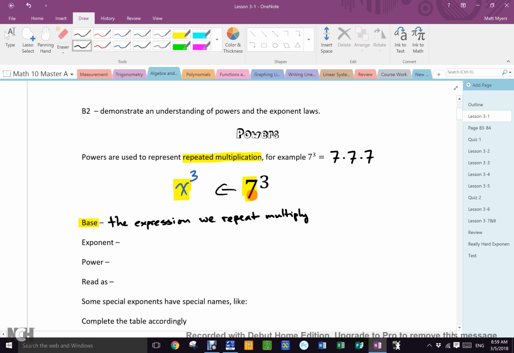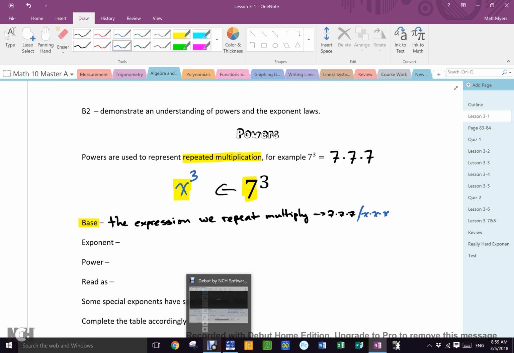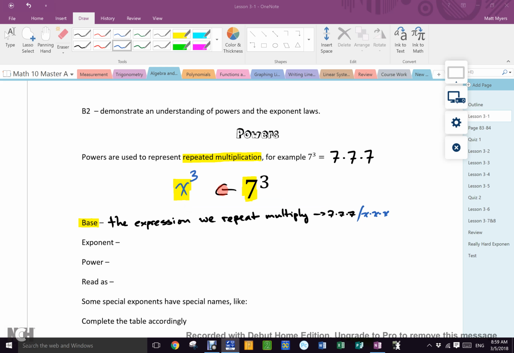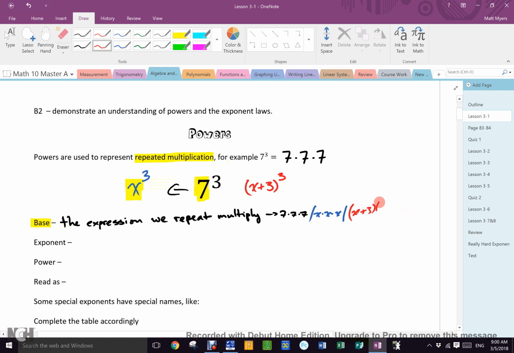Everybody cool? So in this case, it's 7. What is it in this case? It's blue. I know. I saw it go. And if it was 7x, then it would be... Now, just wait. So it was x. Now, what if I gave you something that looked like this? What would that be? It's the sum of what's in the brackets. x plus 3 to the power of 3. It would be x plus 3 how many times? Everybody cool?